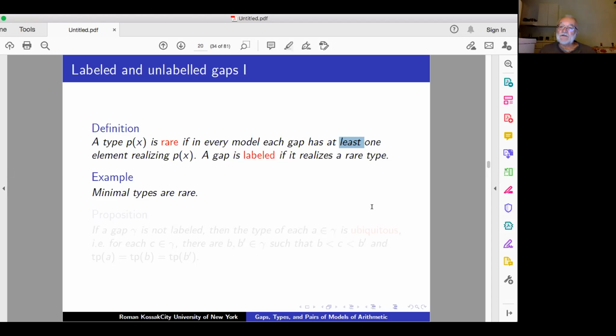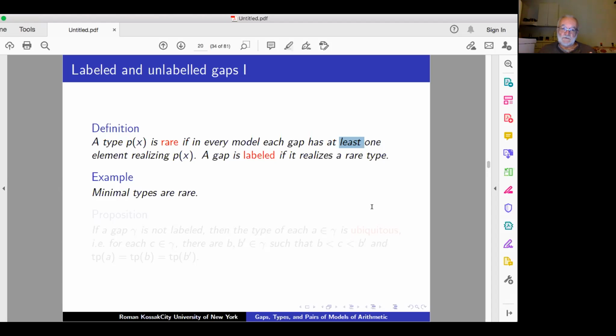But anyway, rare types are called rare because they are rare. If you're in a gap, and there is one element realizing the type, there will be only one. You cannot have two. Because of that, we call those gaps that realize a rare type labeled, and you think about this unique element there as a kind of label for the gap. An example of rare types are minimal types. This requires a proof, but in the construction that Jim gave, the rare types are used.